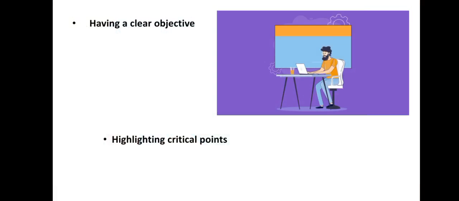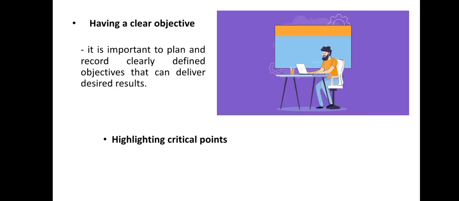So first is having a clear objective. So how do you ensure that everyone completely understands their objectives? No matter how big or small the project you are working on, it's important to establish clear objectives and expectations for all parties involved. Objectives are vital for business goal setting and corporate management. We know that tasks form the building blocks of all the objectives in a given goal plan. This means that if we want to have effective tasks, then it is important to plan and record clearly defined objectives that can deliver desired results.